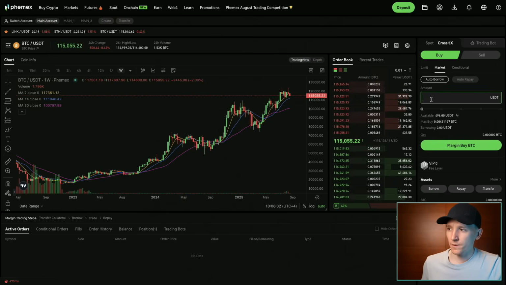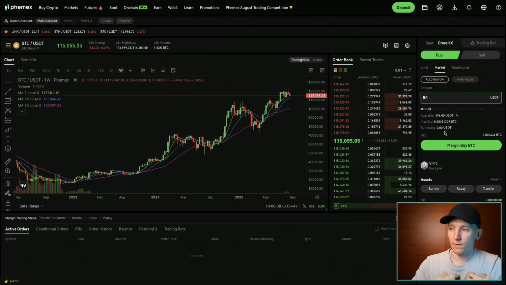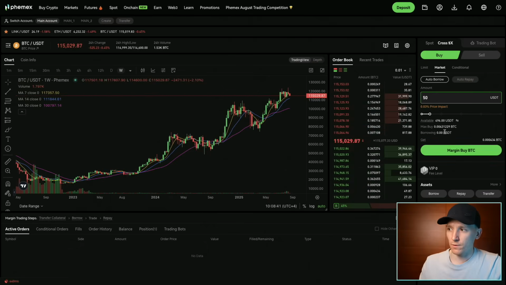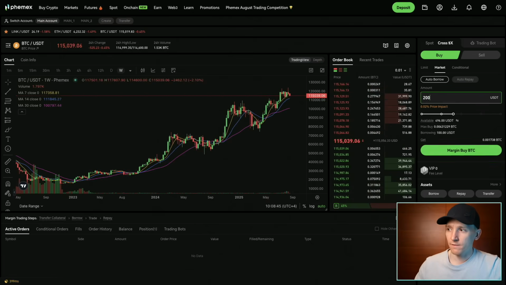Let's say that I want to open a trade size of 50 USDT. You'll notice that it's borrowing 0. That's because I have $100 in my account, so I can open this trade without having to borrow. If I want to open a trade size of $200, that means that I have to borrow $100, because I've got 100 and I need to borrow $100 to open that trade size. But I can open this trade size.